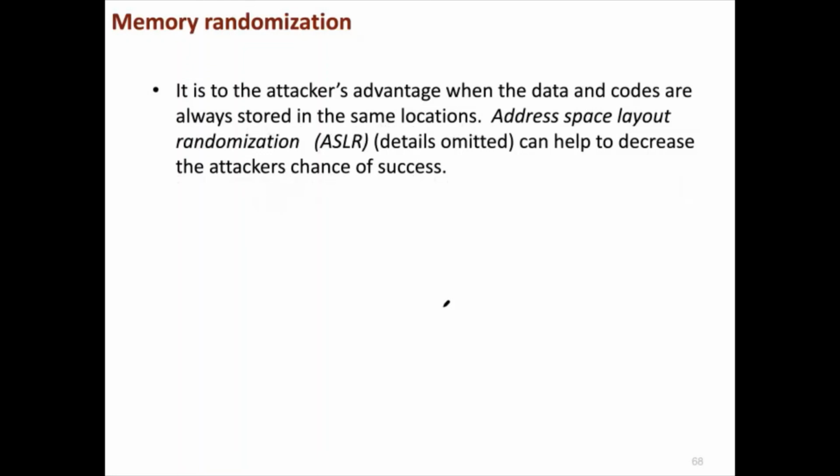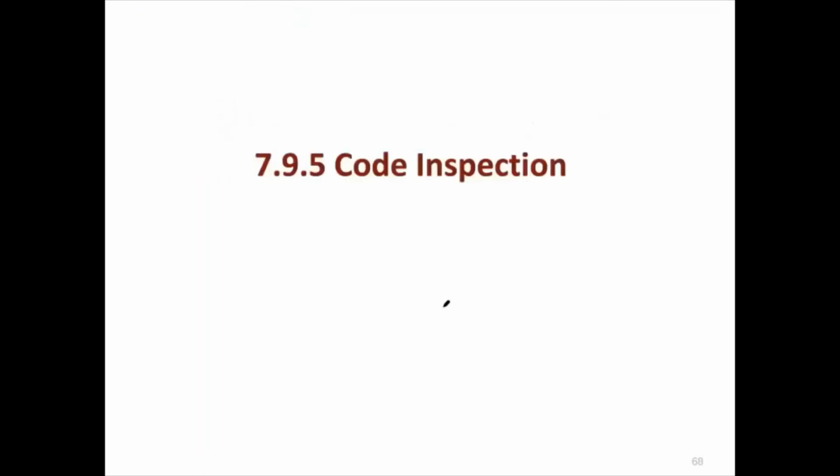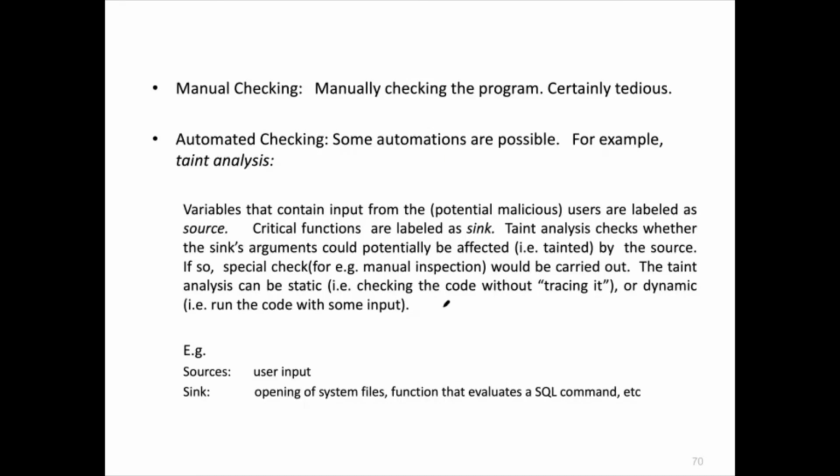Another way to do it is by code inspection. That means a manual check or an automated check. For example, taint analysis. Taint analysis keeps track of all the variables that can potentially be influenced by the user. Taint analysis can be static or at runtime.